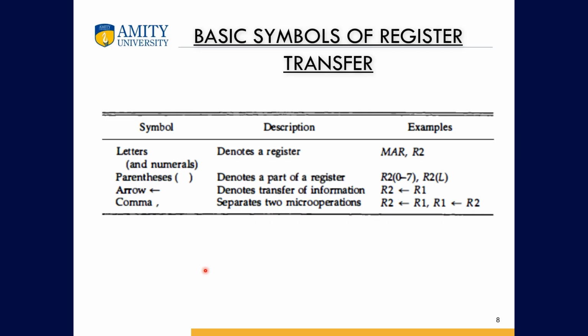So these are the summarized basic symbols of register transfer. In order to denote a register or name it, we use capital letters, and numerals can be used. Parentheses are used to denote a part of the register, such as the bits or the significant bit. The arrow describes the transfer of information, and comma separates two micro operations that might be happening at the same time.